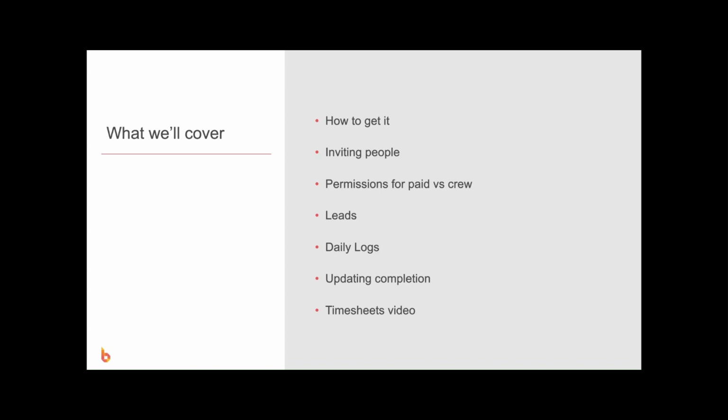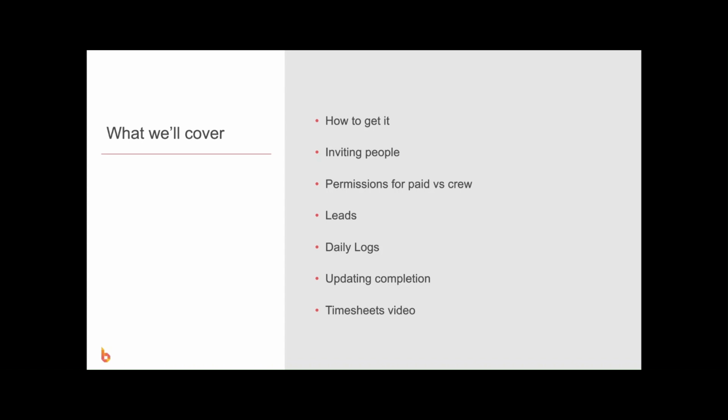Starting with the basics, how to get the BuildExact Onsite app. You can download it from the usual places like the Google Play Store or Apple App Store, and if you Google BuildExact Onsite app, you'll find a page that directly links you to both. Or you can simply search for BuildExact Onsite in the App Store.